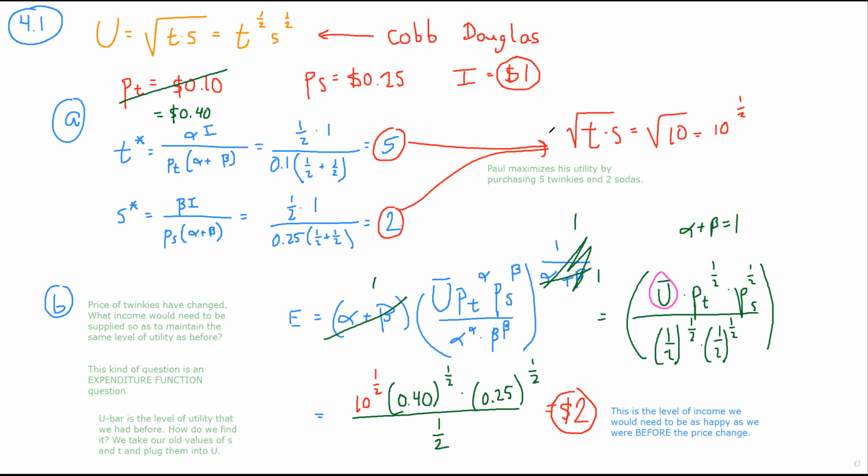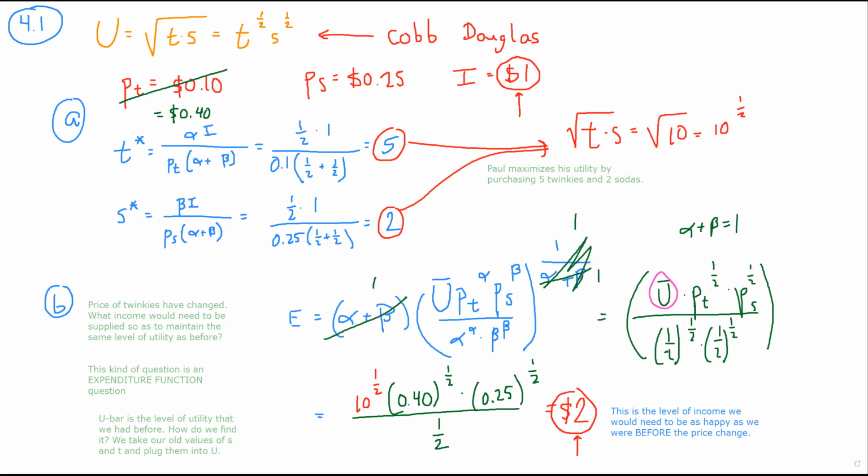Of course, if you just say it increases to 2, there's probably an implication there that it's increased by 1, since he started with $1. But his old income was 1, and it needs to now be 2 with the price change to be as happy as he was before. Are there any questions on 4.1? Because that's pretty much everything. And I'm going to clear all this and then go on to the next one.